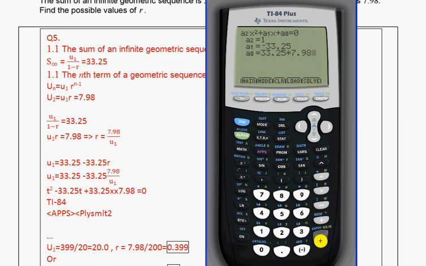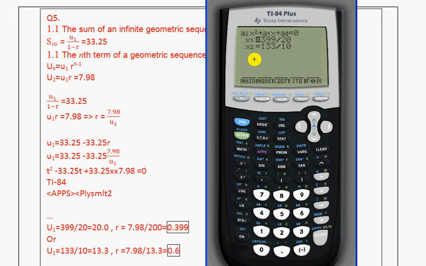So we copy these values. We have two solutions for U1. So U1 can be either 20 or 30.3, and for each of them we can calculate using this expression. We can calculate one value and then another value. So this is about 0.4 and this is about 0.6. So this question is done.